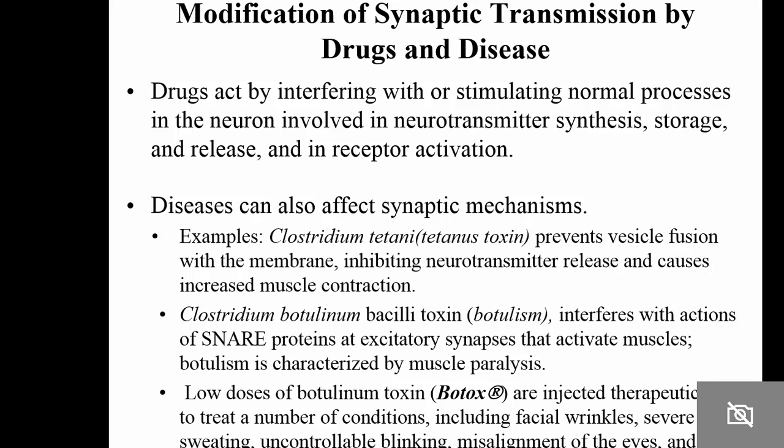All right. Low doses of botulinum toxin, Botox, are injected therapeutically to treat a number of conditions, including facial wrinkles, severe sweating, uncontrollable blinking, misalignment of eyes, and others. So there are other medical uses of this, right? But it's so diluted. It has to be because it's so dangerous. Whoever came up with this is brilliant. They thought this can kill people, but if I do it this way, I can make millions and millions of dollars. And they have. This is almost as good as Viagra. They made almost as much money as Viagra. I still think Viagra probably made more.